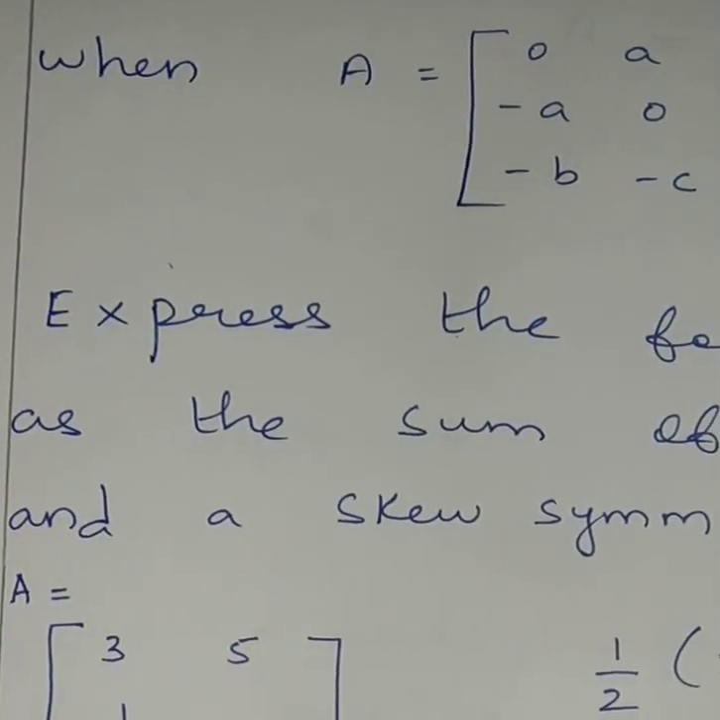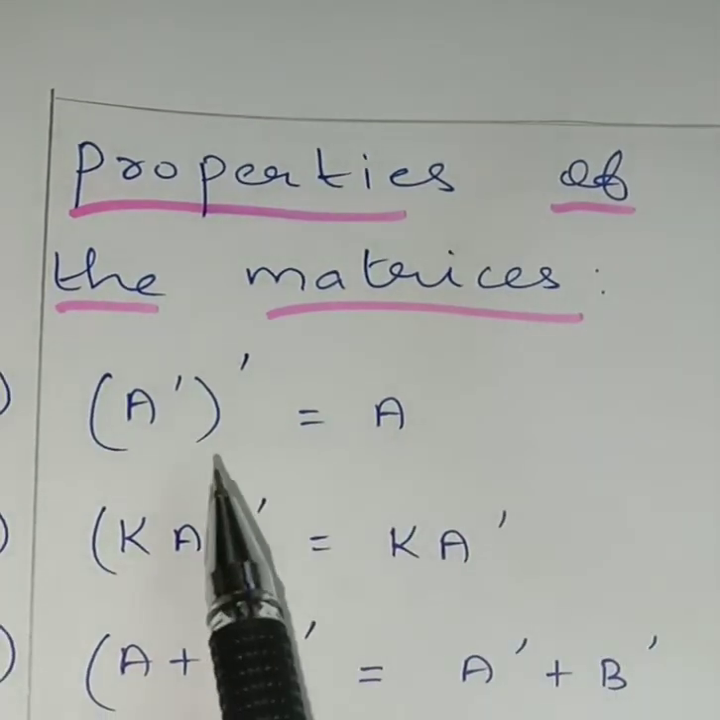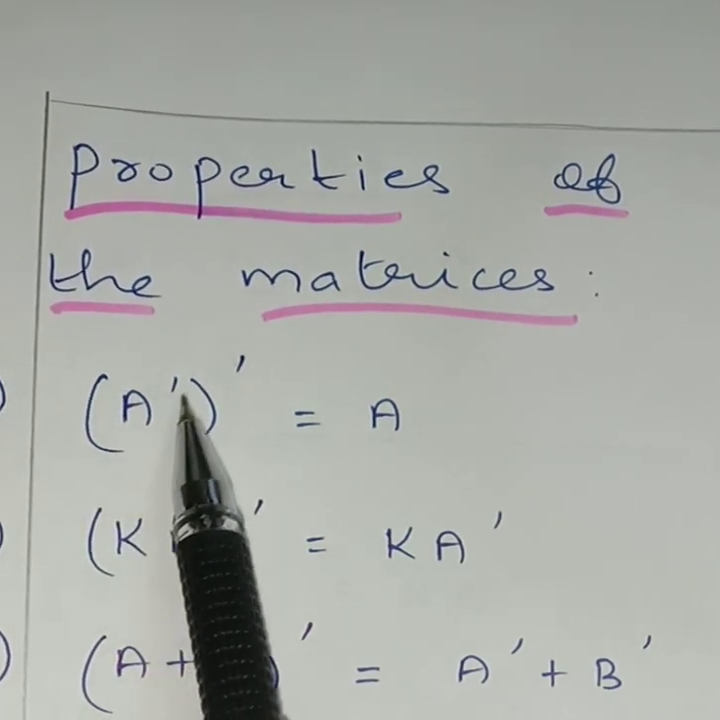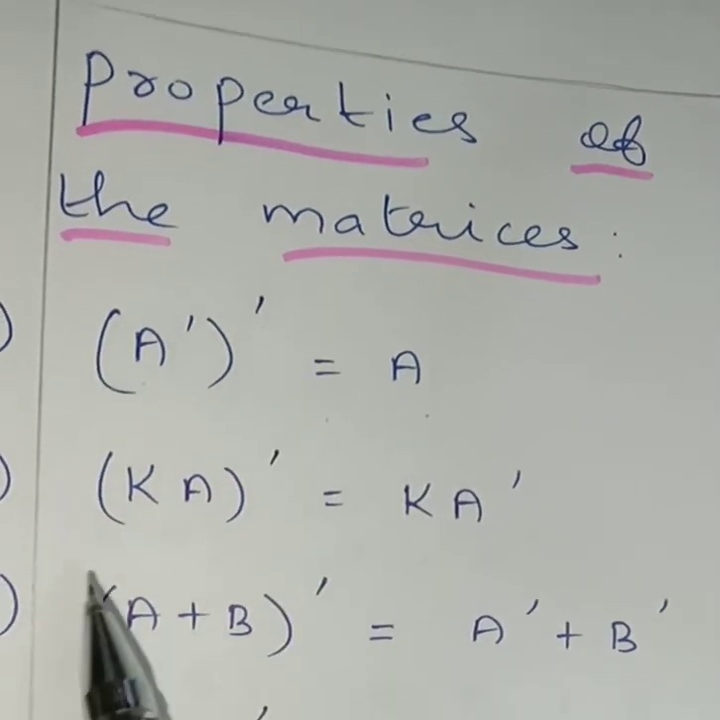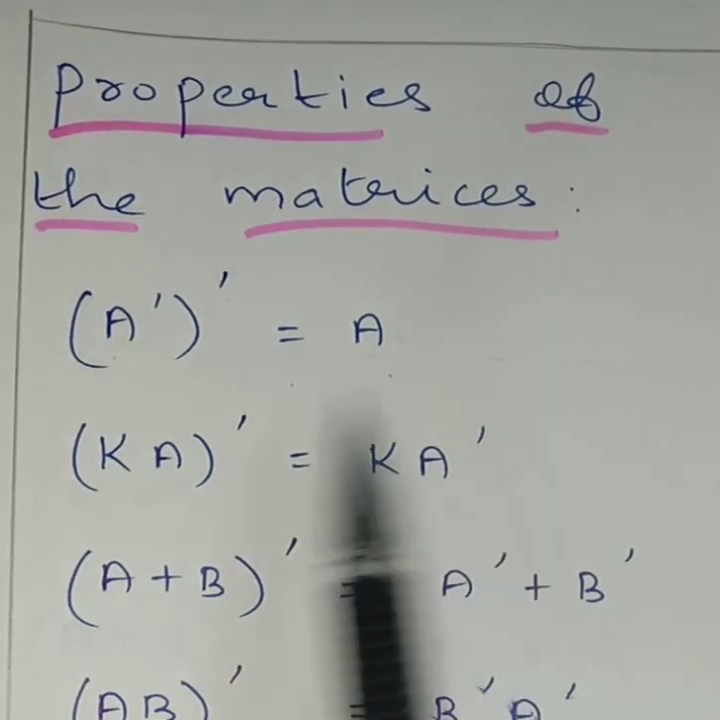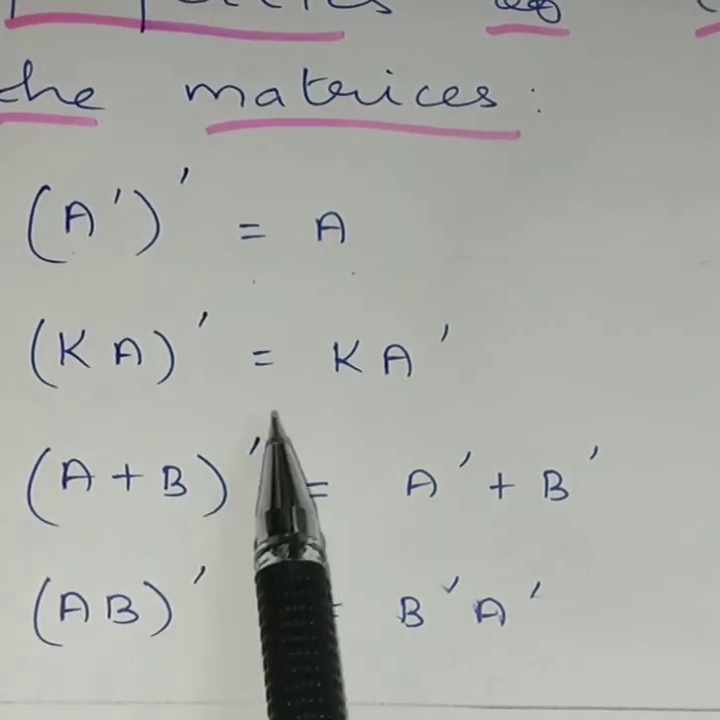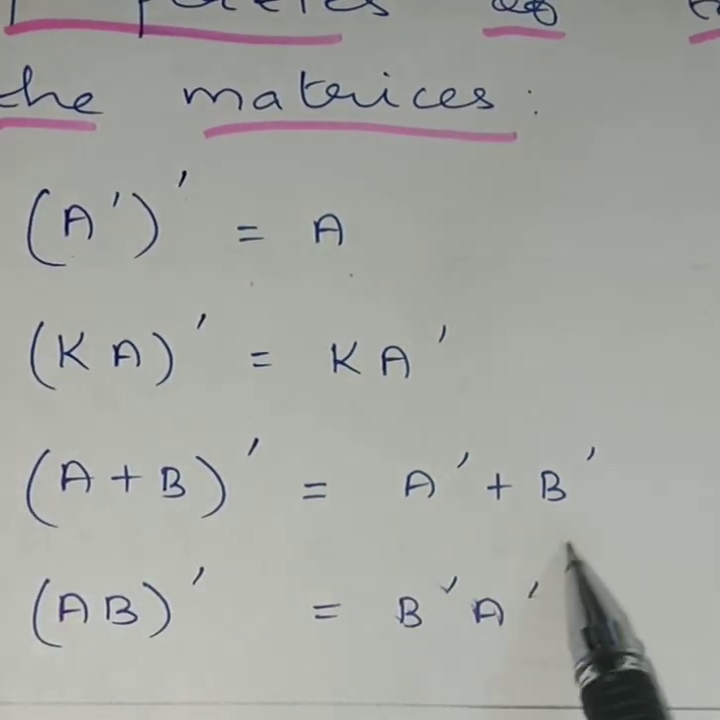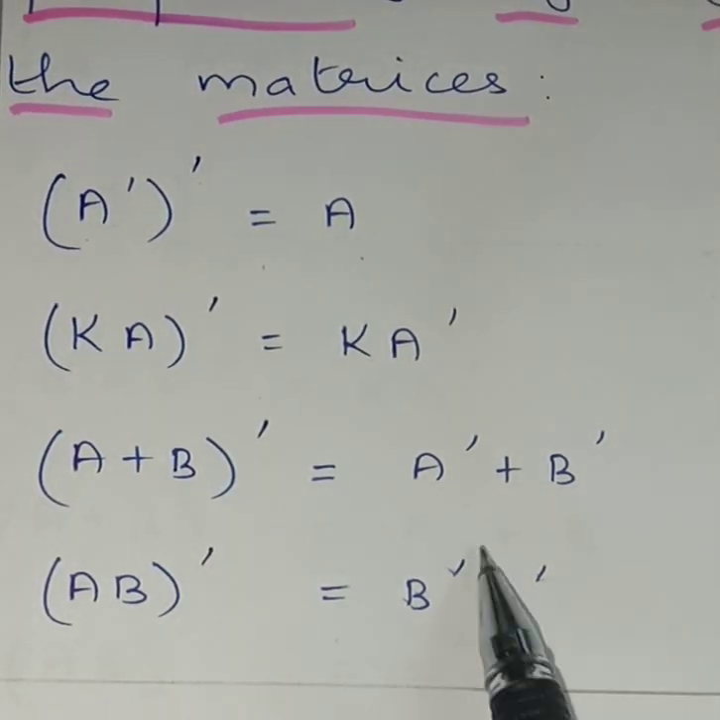Okay, so let me go for the next sum, students. The next one will be properties of transpose of matrices. The first property is A dash the whole dash, or A transpose the whole transpose, is equal to A. The second property is Ka the whole dash is equal to Ka dash. That is the constant, you can take that outside. The third property is A plus B the whole dash is equal to A dash plus B dash. The fourth property is AB the whole dash is equal to B dash A dash.